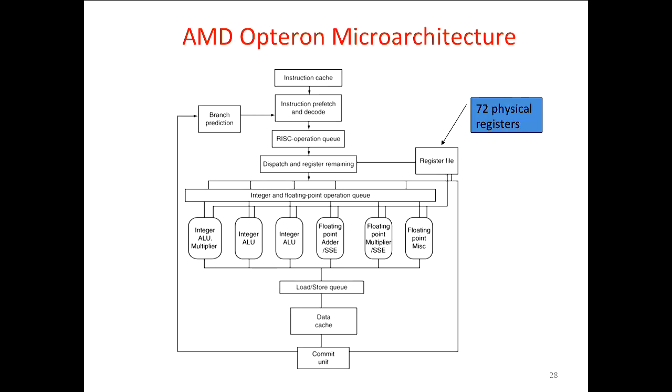And the AMD Opteron is an interesting architecture. So it's x86 architecture. So here's the whole pipeline of the Opteron. So at the top, there's an instruction cache.